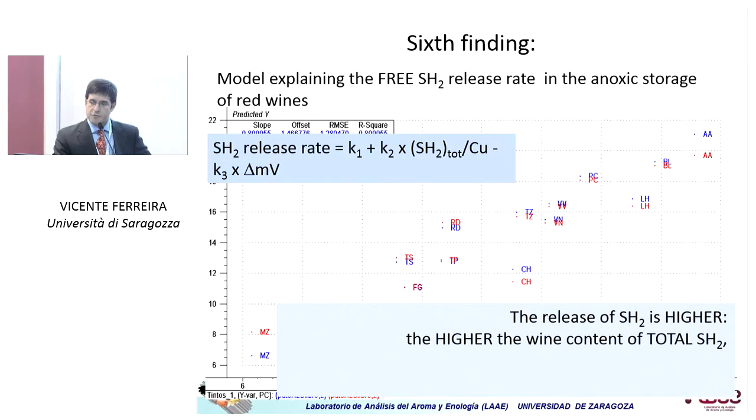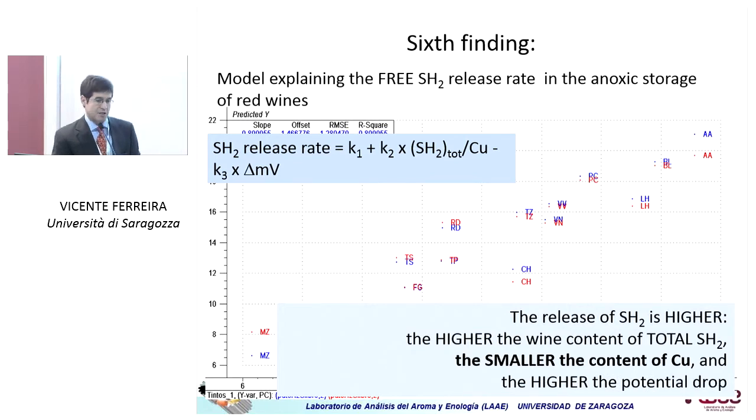So the release of sulfhydric is higher the more the wine content of total hydrogen sulfide and the smaller the content of copper and the higher the potential drop.